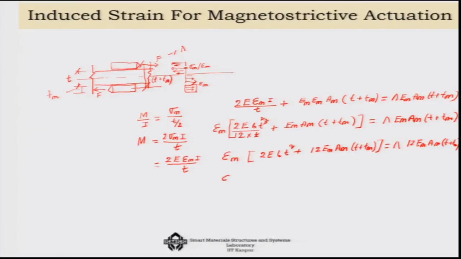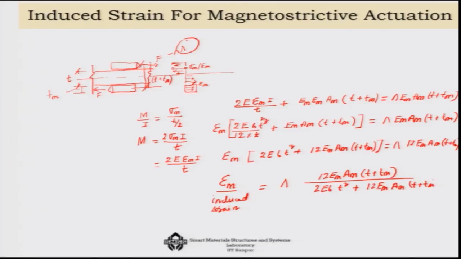Right. So, essentially what is the constraint strain or the induced strain? This is the final induced strain. Even though you are applying lambda as the free strain, because you are constraining it, the actual induced strain at that point of transfer equals what? Lambda times a factor, and that factor is 12 E m A m T plus T m divided by 2 E b T square plus 12 E m A m T plus T m. We can simply organize it so that this becomes 1 over 1 plus 2 E b T square divided by 12 E m A m T plus T m.